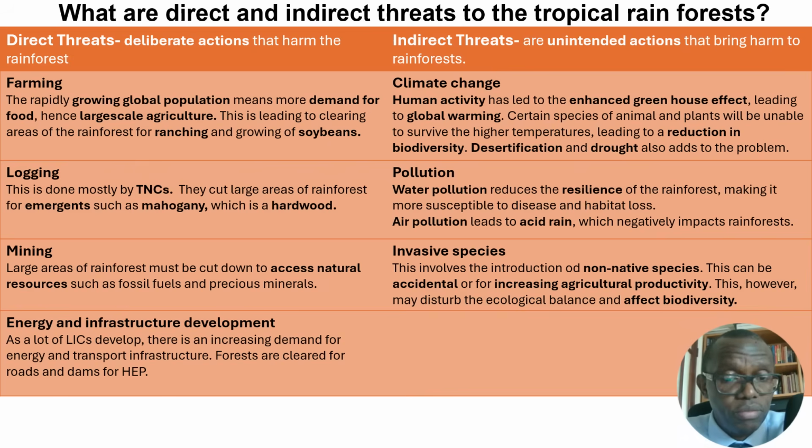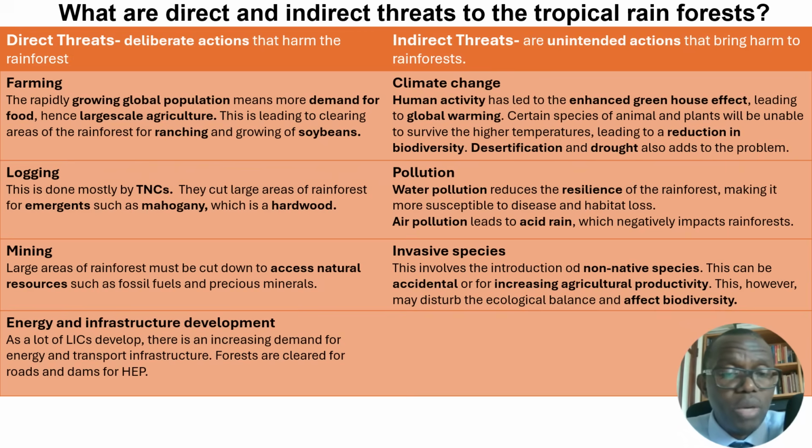Then we have pollution. So we talked about a rapidly growing population. We talked about mining that is taking place in this rainforest. So all this, and logging, is likely to cause water pollution. Now, the water pollution here will reduce the resilience of the trees that are in the rainforest, and that will make them more susceptible to disease, and that will lead to habitat loss. Then we also have air pollution, which leads to acid rain, and the acid content in that rain will have a negative impact on the rainforest.